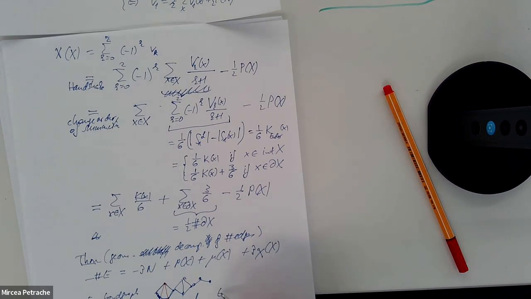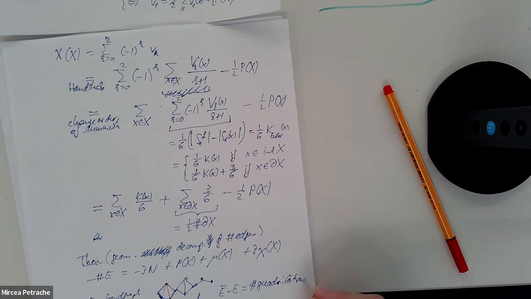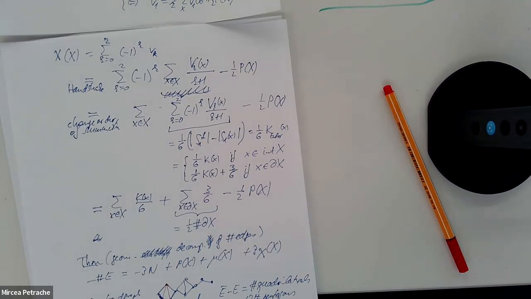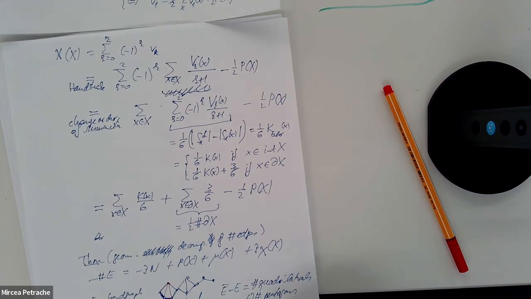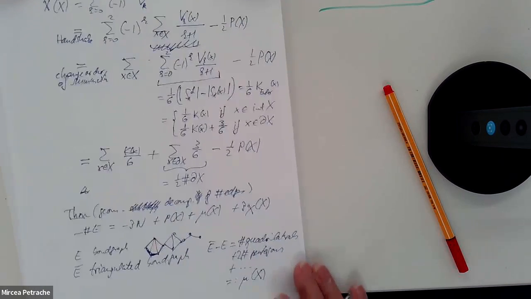So then we have this E bar minus E, which is basically the number of quadrilaterals plus twice the number of pentagons plus dot dot dot. So whenever we have a face that is not a triangle in the original bond graph, we get a penalty. And this thing we call the defect measure. So that's that. And I think the other two terms were already explained.